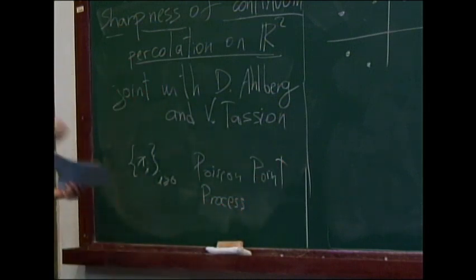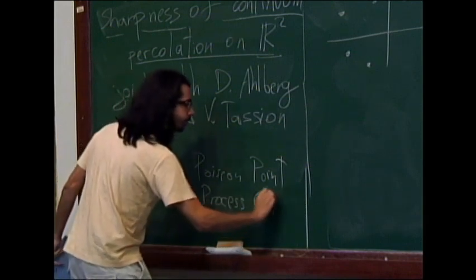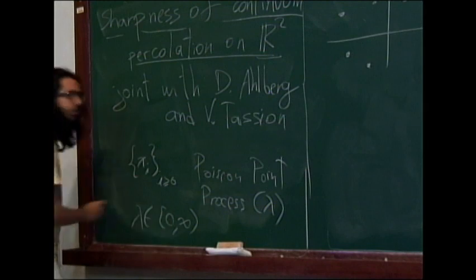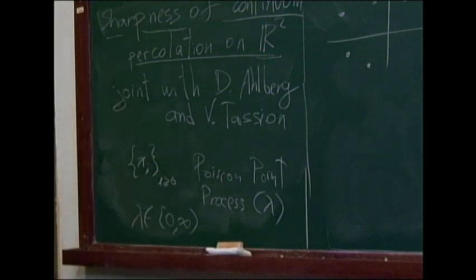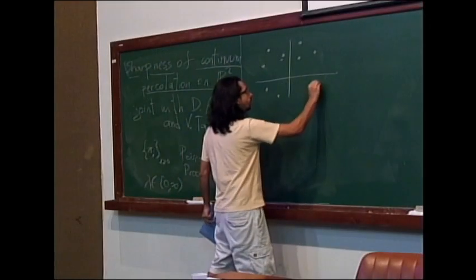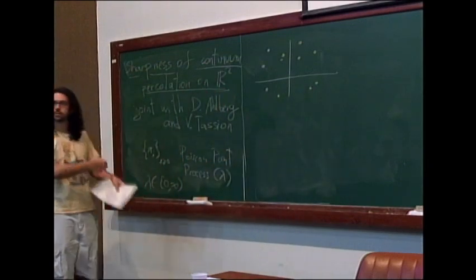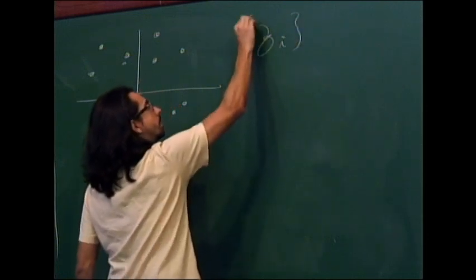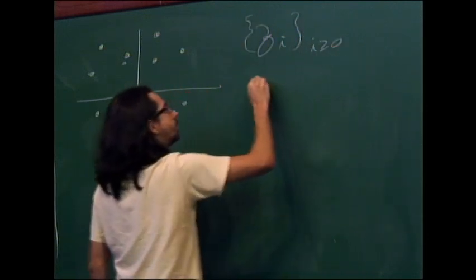And it has a density, which we call lambda. So fix some lambda between 0 and infinity, and you put these points in the plane at random according to the Poisson distribution, which is the most uniform way you could do it, using independence. And for each of these points, we are going to assign a radius. So let Zi be random radii.